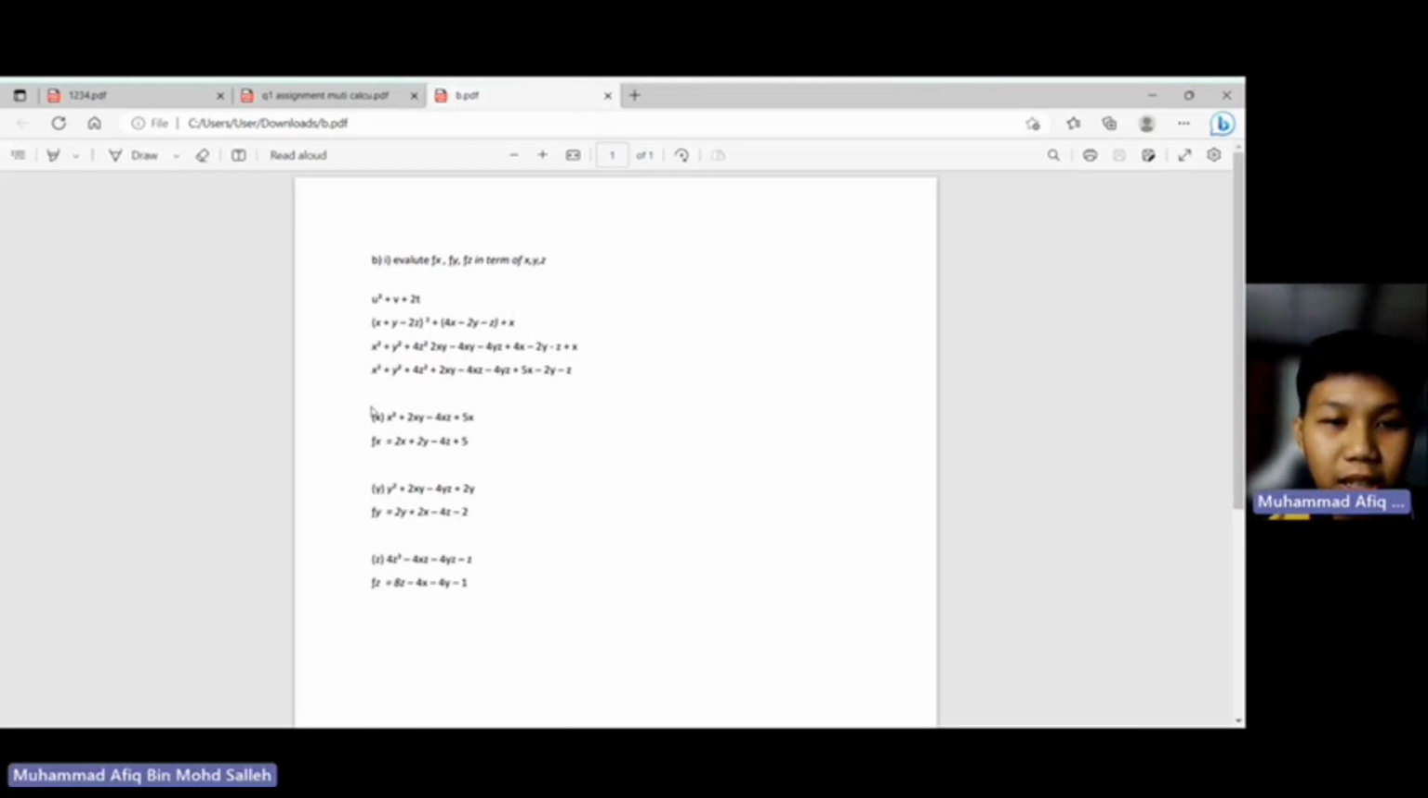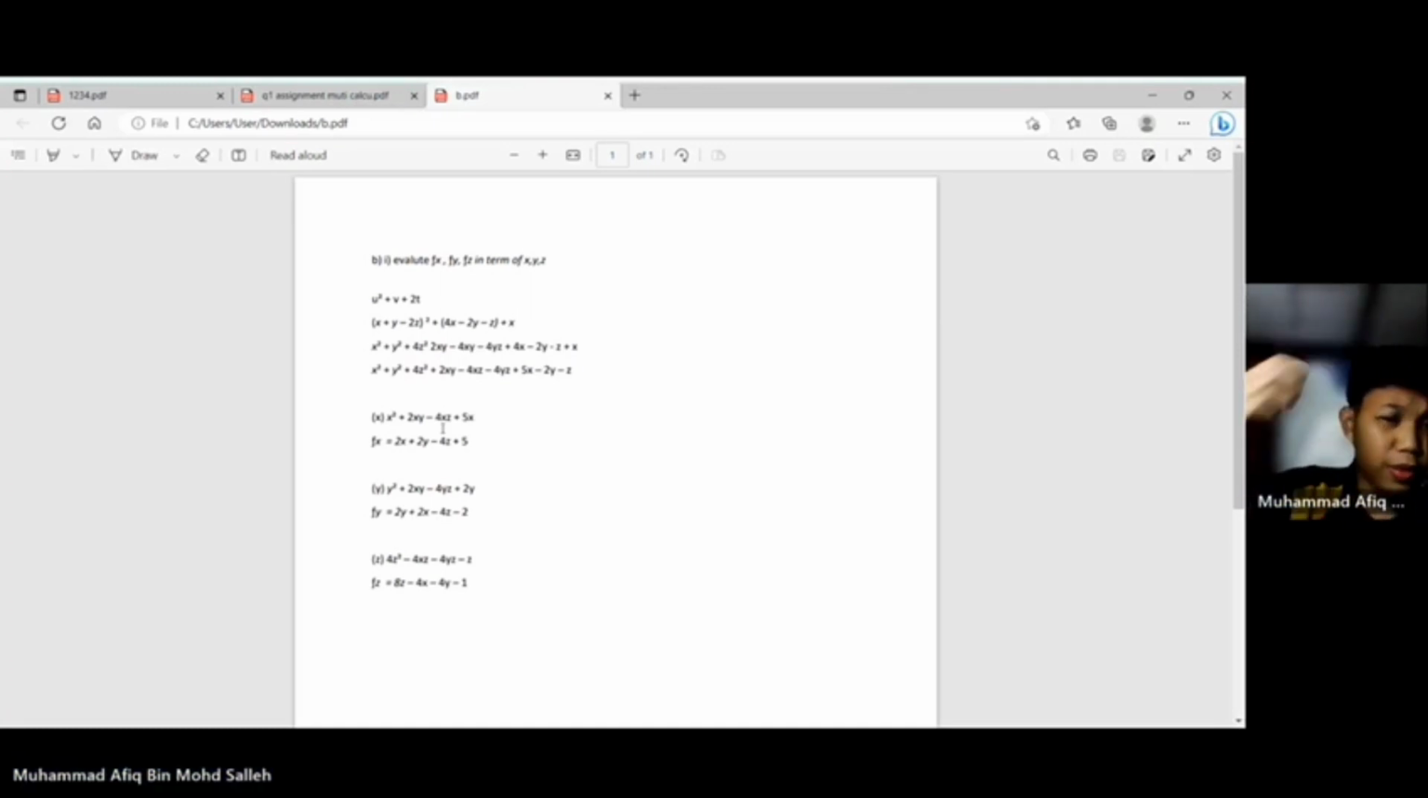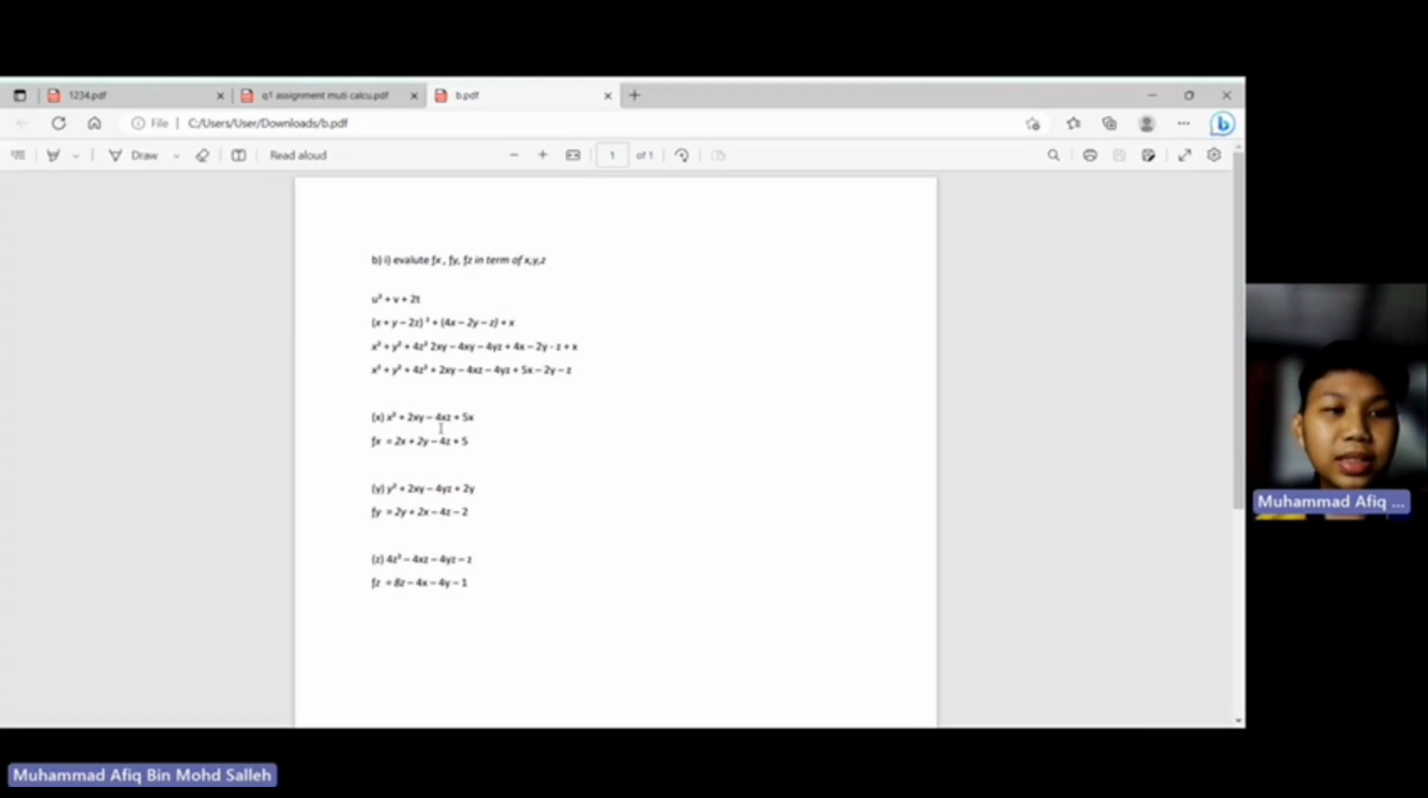And then you can see this one, x squared plus 2xy minus 4xz plus fx. So we find fx equals x plus 2y minus 4z plus 5. We find the partial derivative with respect to y. We treat x and z as constants and differentiate the expression with respect to y.